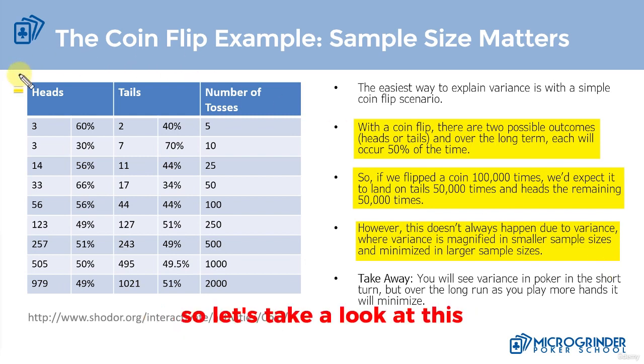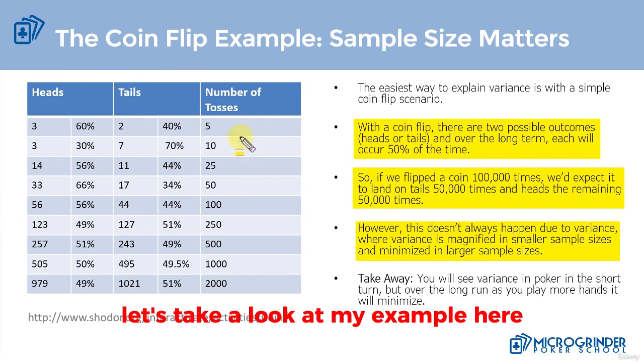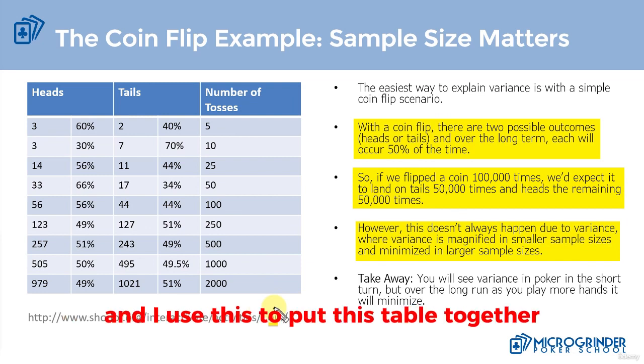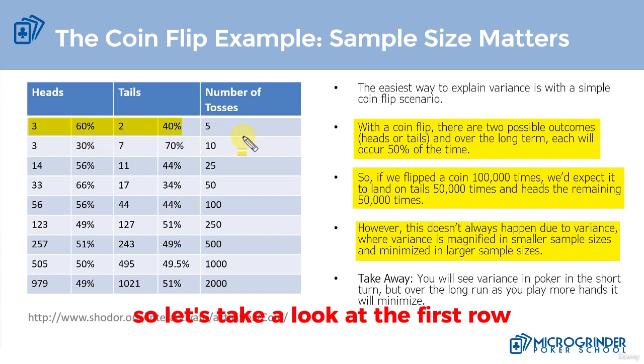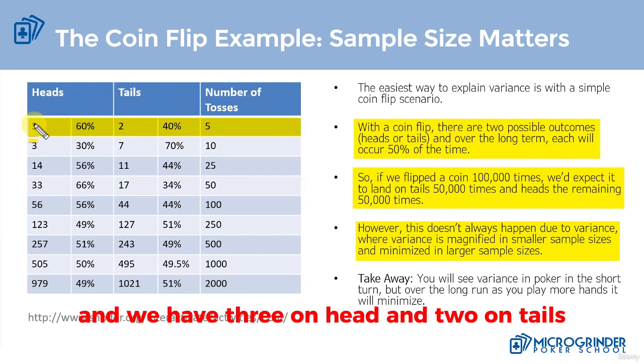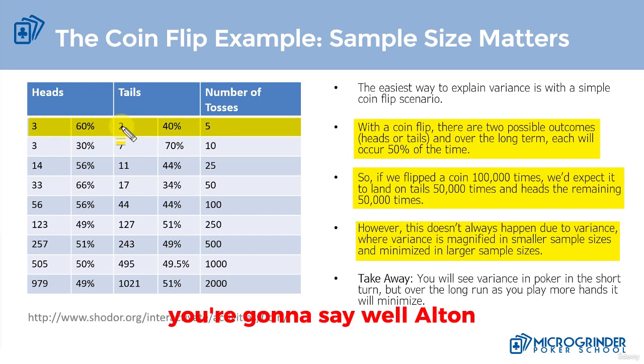So let's take a look at my example here. I used a website that emulates a coin flip, and I used it to put this table together. Let's take a look at the first row. What you're going to notice is that I did 5 tosses, and we have 3 heads and 2 tails. And you're going to say, well, Alton, you can't have that be even.